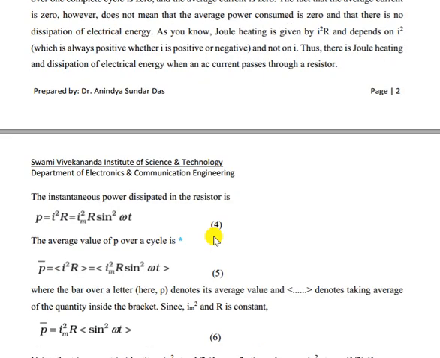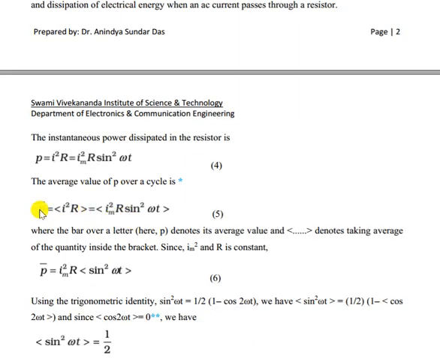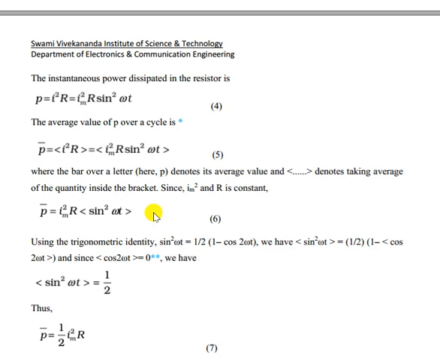Now we can find out the power. Power is nothing but I squared R. So I is Im sin omega t, and power is Im squared R sin squared omega t. Then the average power P is Im squared R into the average of sin squared omega t. Now this sin squared omega t, what can you write? You can write it as half of 1 minus cosine of 2 omega t, according to the trigonometric identity.